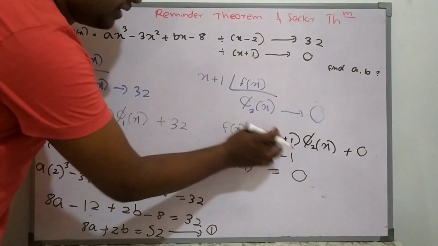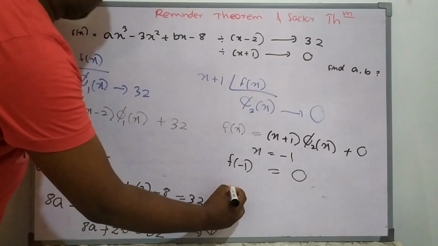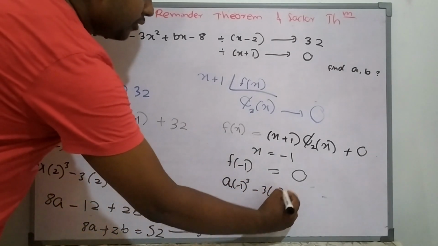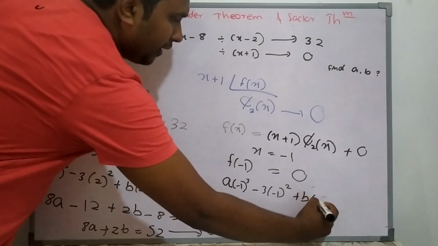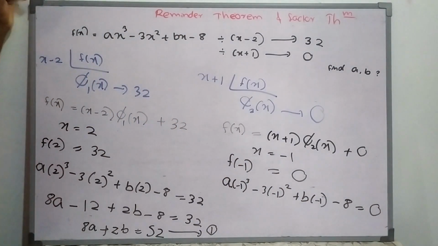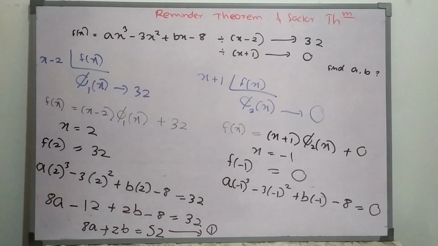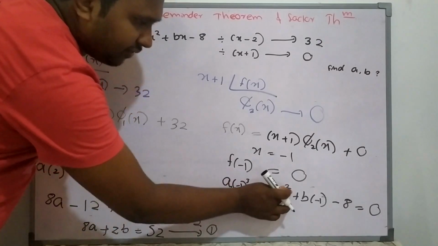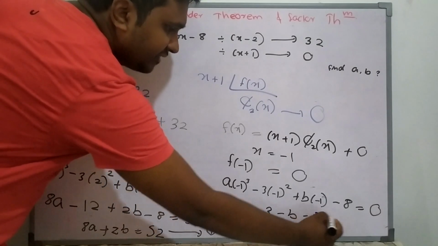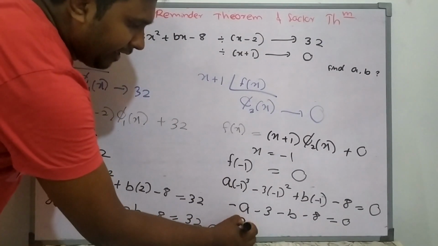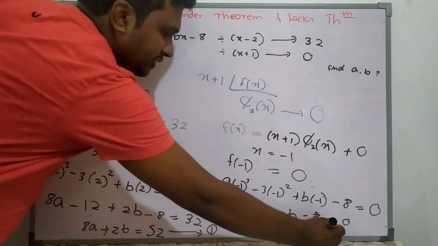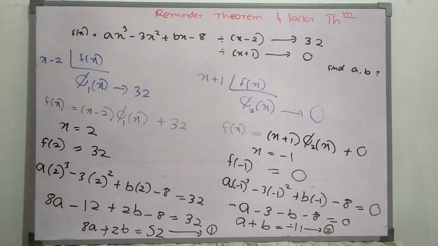And also f(minus 1). Here it's a times (minus 1) to the power cube minus 3 times (minus 1) to the power square plus b times (minus 1) minus 8 equals 0. Minus 1 to the power cube is minus 1, so minus a. Minus 1 to the power 2 is plus, so minus 3 minus b minus 8 equals 0. Therefore, a plus b equals minus 11. This is my second equation: a plus b equals minus 11.